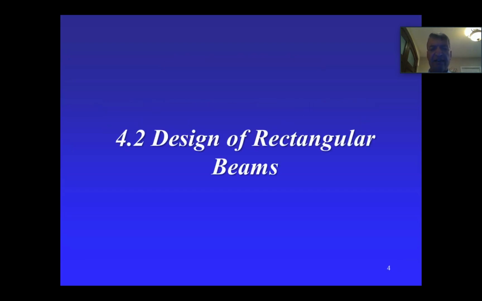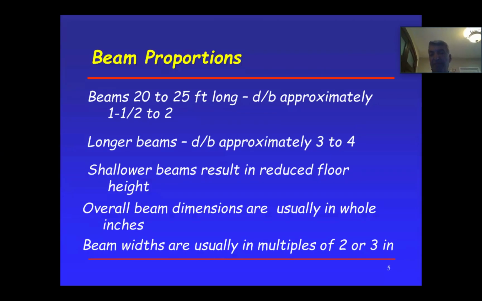So, design of rectangular beams. How do we design beams? Look at that, there are 3 different ways of designing that, and you will see how we do that.